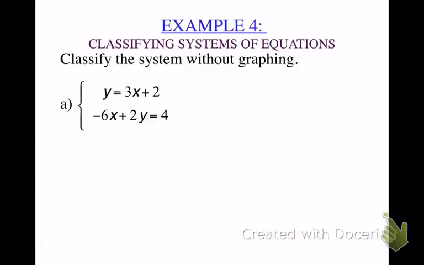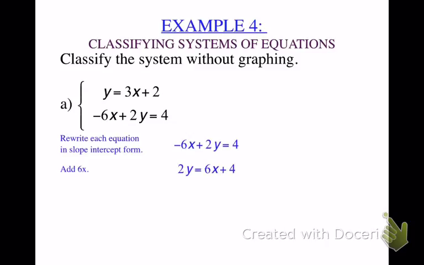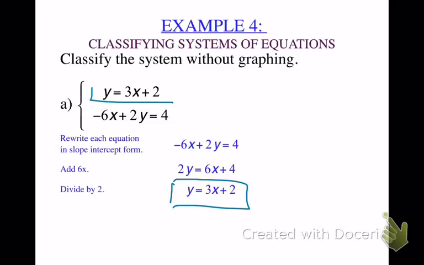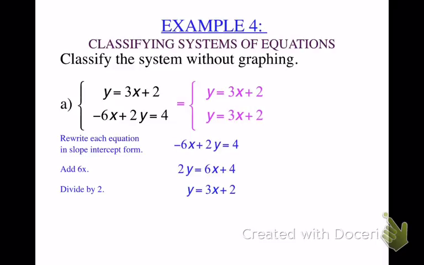So how do we do that? Let's practice. First, we're going to classify the system without graphing. To do that, all we have to do is put them into slope-intercept form. The first one is done for us, so the second one we're going to put into slope-intercept form. Since this equation and that equation, the first equation, are exactly the same, then we know that when we graph them, we'll graph a single line. So we know because the equations are the same that they are said to be dependent. Okay? They are dependent. They intersect on every single point. They depend on each other completely.